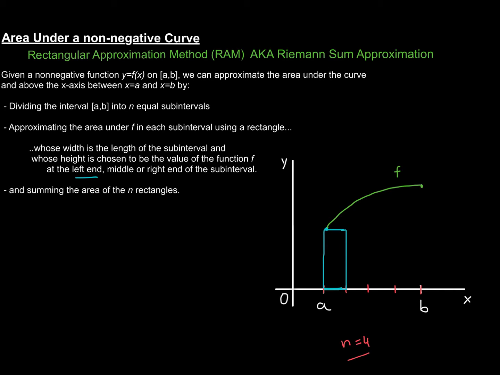Now we need another rectangle to approximate the area under the curve f for this subinterval, for this subinterval, and for this subinterval. So why don't you go ahead and pause and try creating each of those rectangles according to the method we just described using the left endpoint.